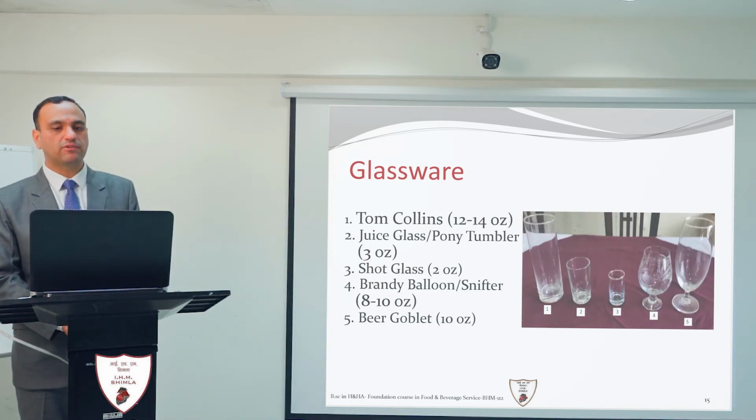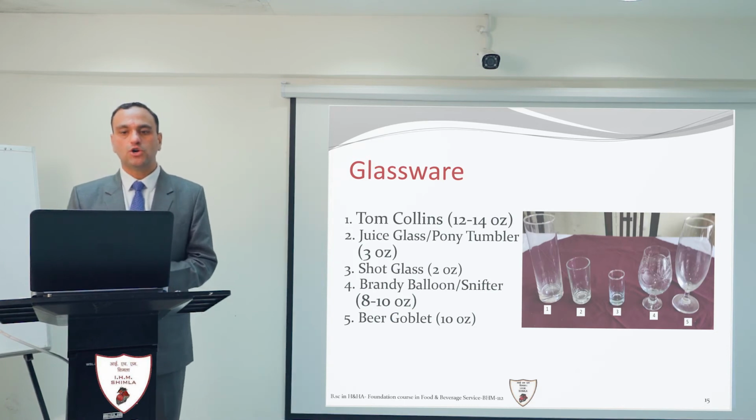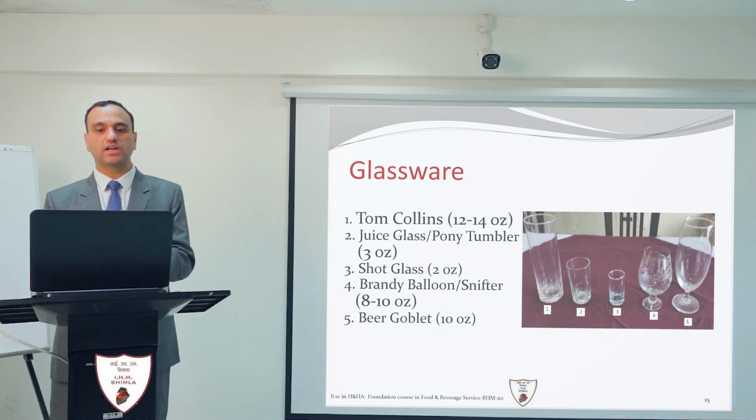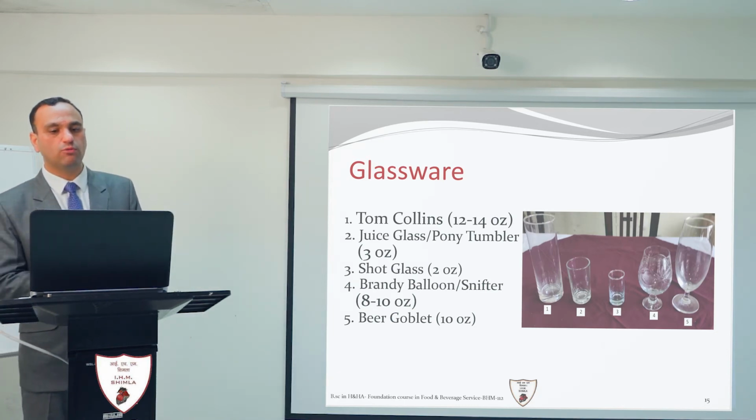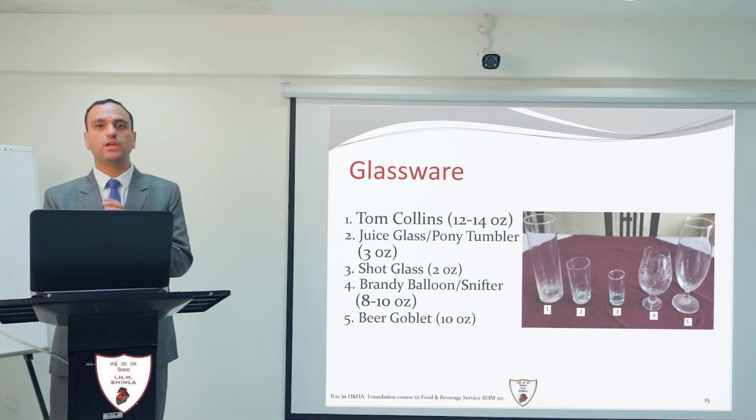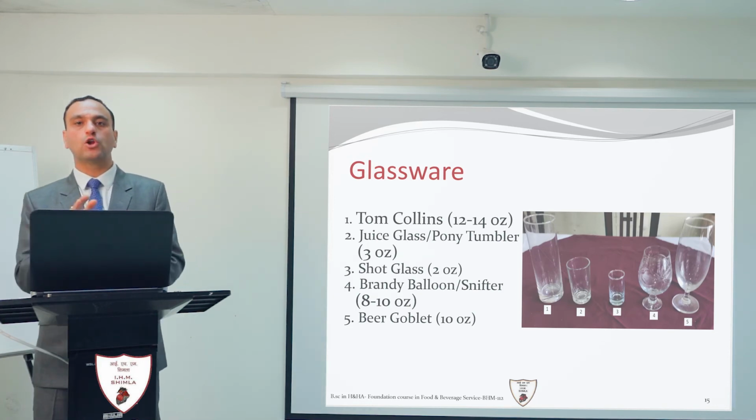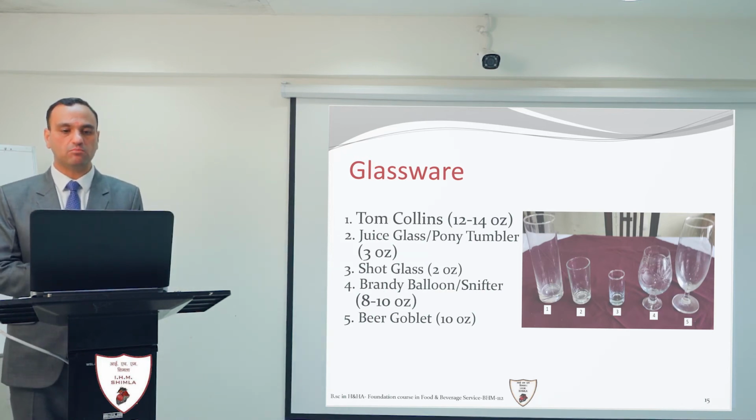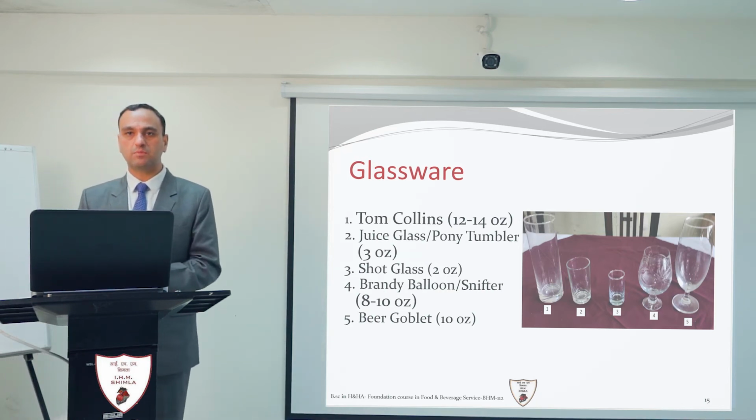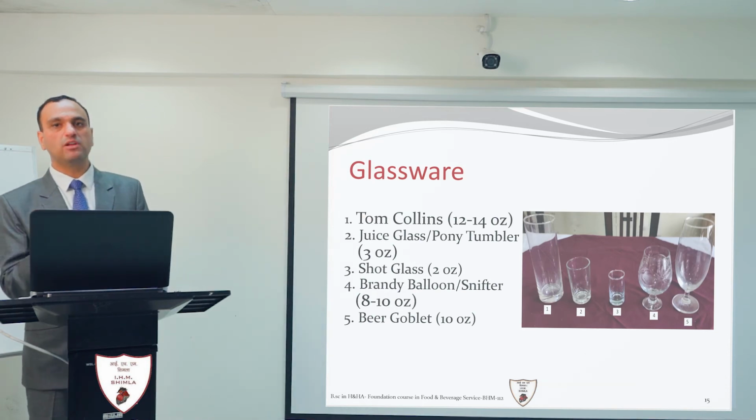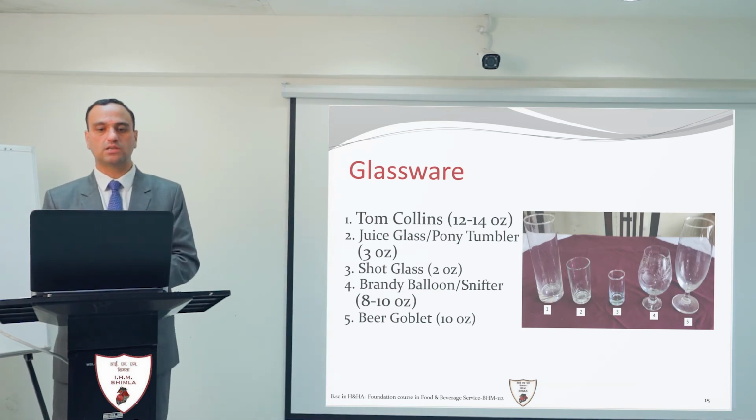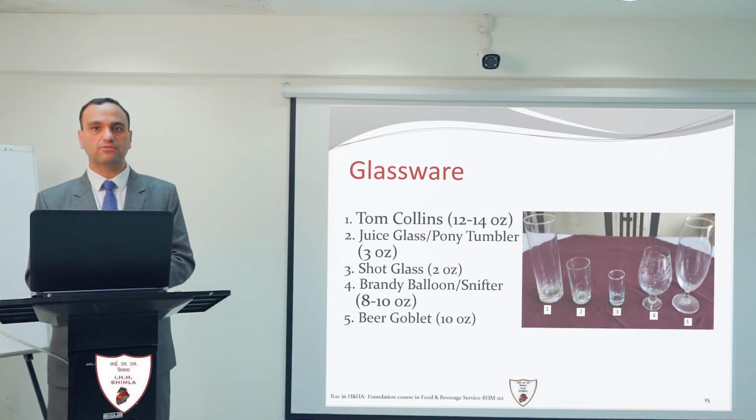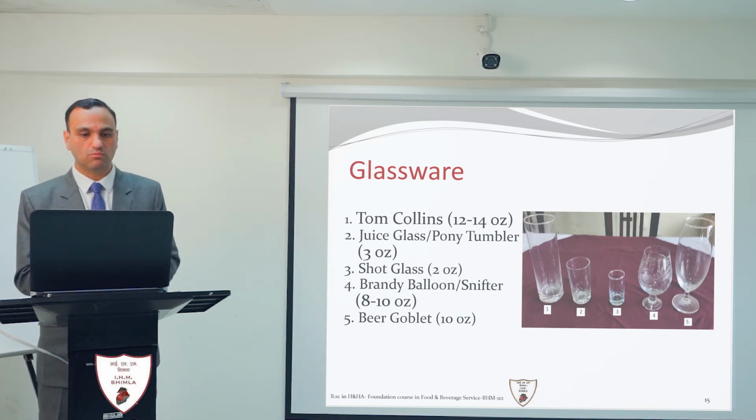In the next types of glassware, we have the Tom Collins. Tom Collins is a larger glass which has the capacity of 12 to 14 ounces, and we use this type of glassware for long drinks. Next is the juice glass, which is also known as a pony tumbler, which has the capacity of 3 ounces. Normally we serve juice in this type of glassware. This type of glassware is utilized in banquets mostly.